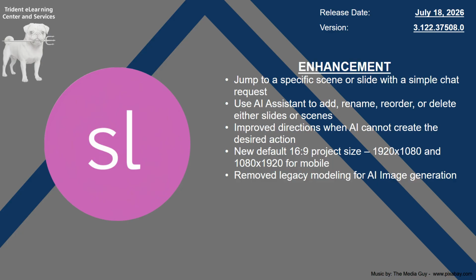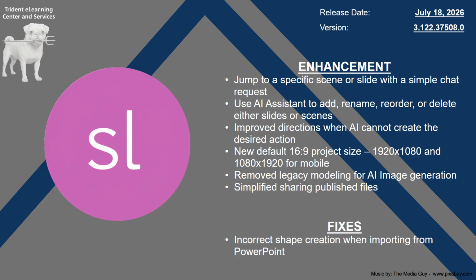The sixth enhancement redesigns the Publish Successful window with a cleaner layout and a new Share dropdown, making it easier to distribute your published content without extra steps. Now for the single fix. Storyline was incorrectly replacing pentagons with rectangles in block arrows imported from PowerPoint.